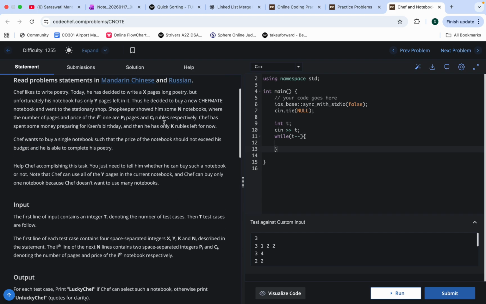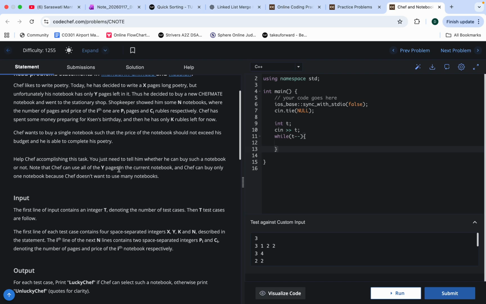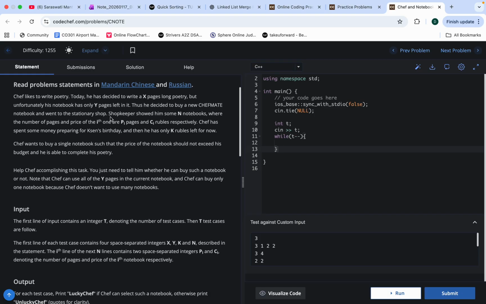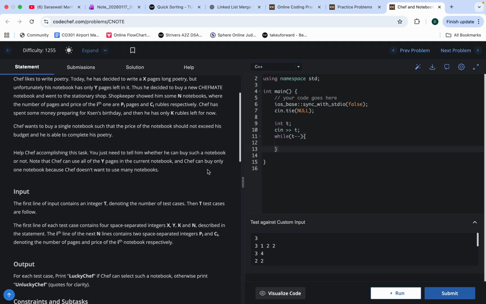The question says that you have to find whether the chef can buy a notebook. He has to buy only one notebook such that he can buy it. That means the cost of the notebook must be less than or equal to k rubles, and also it must have enough pages to write his poetry. That also means he can write on the previous notebook too, so y pages will be used from the previous notebook, and the remaining pages of x must be completed from the new notebook. So that will be our logic.